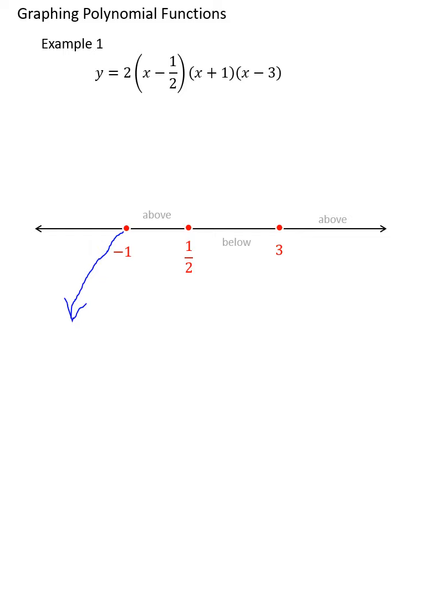Likewise, on the next interval, the graph would have to be above, which means it's going to look something like this. Is it going to go higher than that to reach that local maximum? Don't know, don't care. Next interval is going to be below, so it's going to look like this. And the next interval is going to be above the x-axis, so the graph will look something like this.